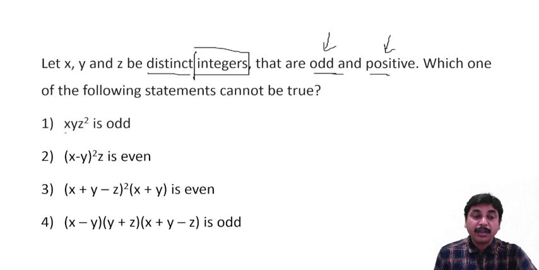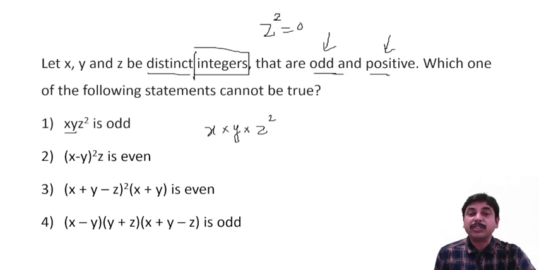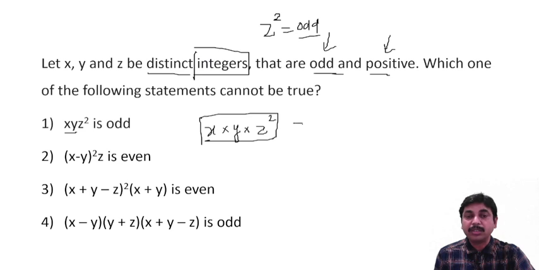Now see, x into y into z square. Now always remember, z square will always be odd, because an odd number raised to anything is always odd. And when you are taking the product of all odd numbers, it will be odd. So your answer is odd here. This is a correct statement. But what we have to figure out is the statement which cannot be true.